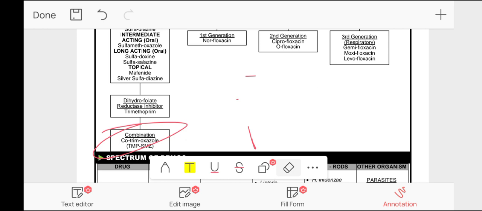Shigella, typhoid fever, nocardiasis, also used for cholera, staphylococcus, specifically MRSA, Listeria monocytogenes, Aeromonas hydrophila, Pneumocystis jirovecii, and also used for UTI and Haemophilus influenzae, Moraxella catarrhalis. So it has many important clinical uses, but you have to remember only a few, which I am telling you.